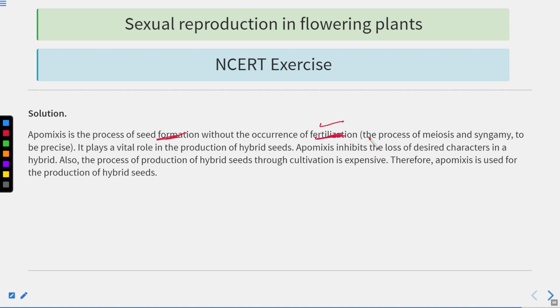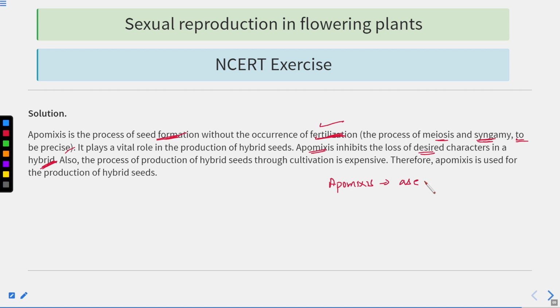So, what is happening during fertilization? The process of meiosis and syngamy. Okay, to be precise, syngamy is a part of the double fertilization. Apomixis inhibits the loss of the desired characteristic in a hybrid. Okay, so what happens during apomixis? There is no meiosis. So apomixis is a kind of, you can say, asexual reproduction.